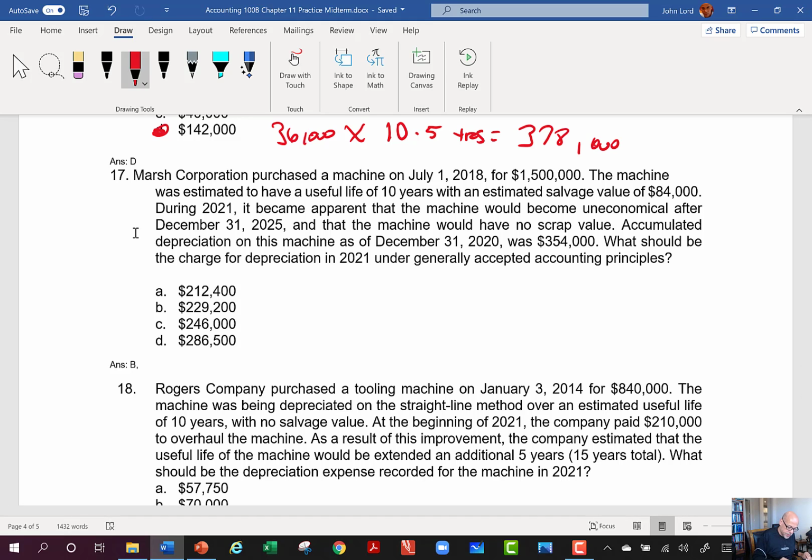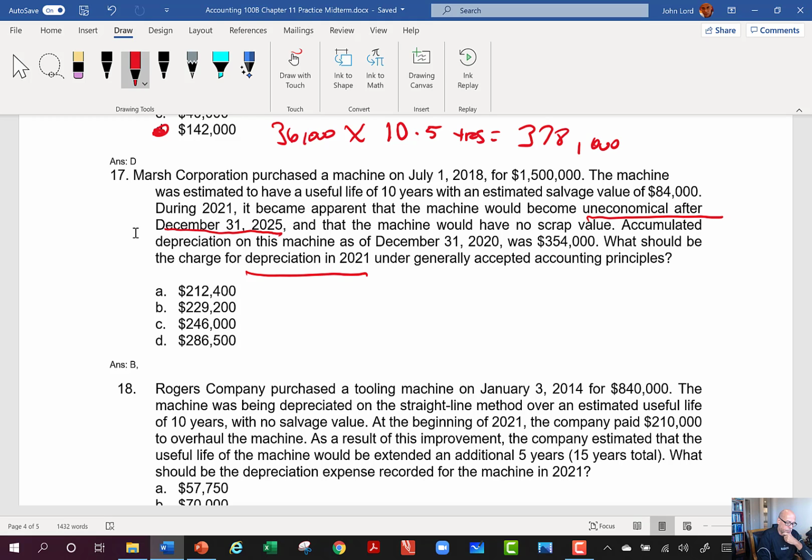They want to see what I should charge for depreciation here in 2021, and they tell me that the machine's going to become uneconomical after December 31st, 2025, and the machine would have no scrap value. They want to know accumulated depreciation as of December 31st. Let's read this whole problem. I think we need to read this one.